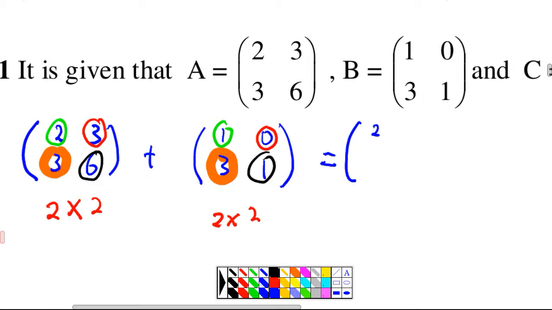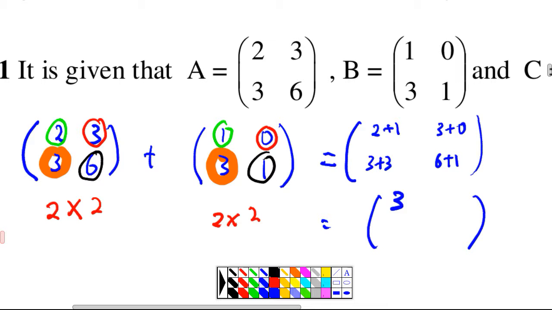2 plus 1, 3 plus 0, 3 plus 3, 6 plus 1. You need to equal, of course. The answer is 3, 3, 6, 7. Can you skip this step? Yes, of course you can. But I just want to show how to do it. Now you want to try A plus C.